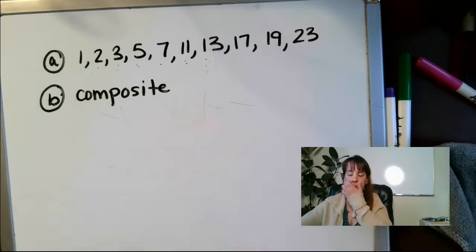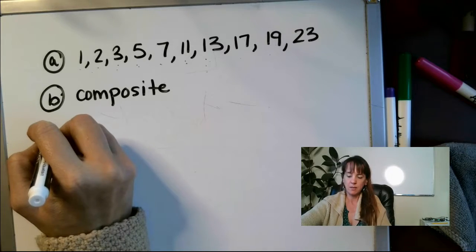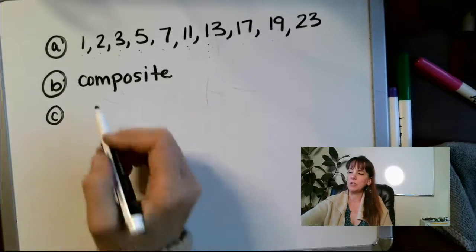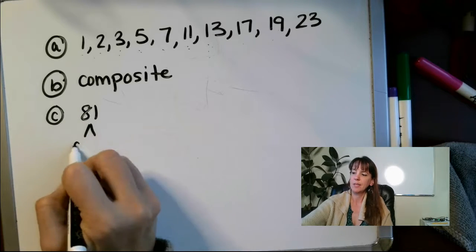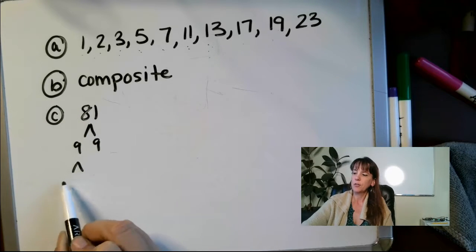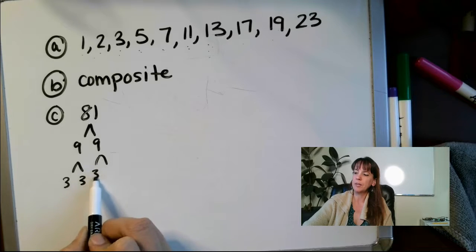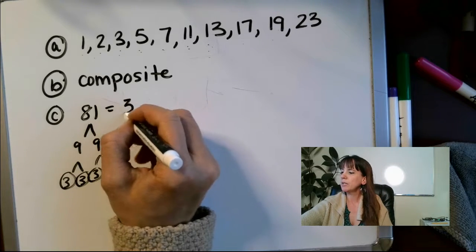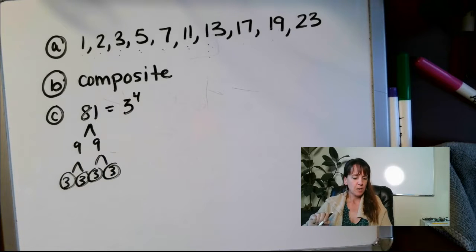C: prime factorization of 81 using a factor tree. 9, 9, 3, 3, 3, 3. Circle, circle, circle, circle equals 3 to the 4th power.